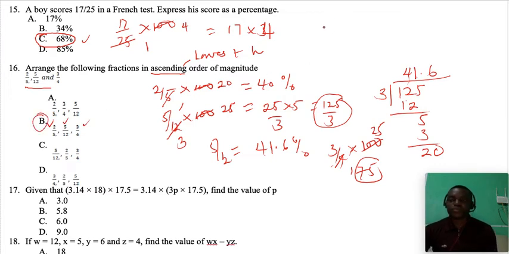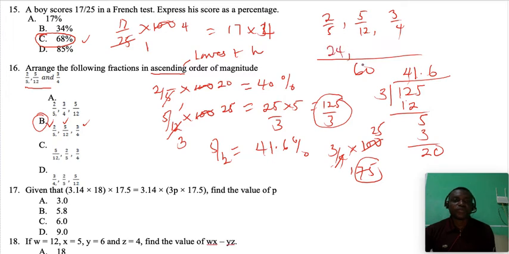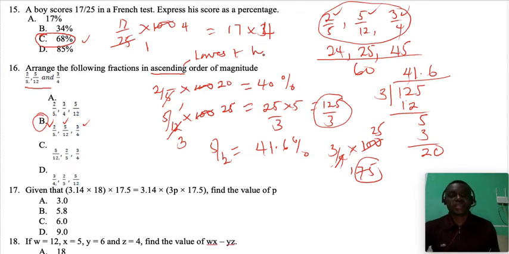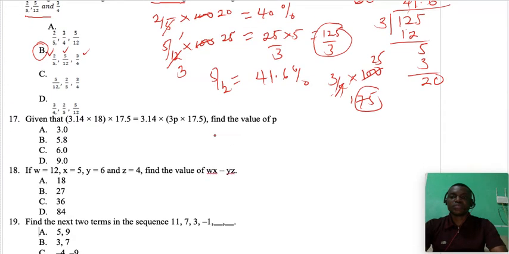We can also use the LCM. So we have 2 over 5, 5 over 12, 3 over 4. The LCM will be 60. 5 goes into 60 twelve times, and 12 times 2 is 24. 12 goes into 60 five times, and 5 times 5 is 25. Then 4 goes into 60 fifteen times, and 15 times 3 is 45. So from the least to the highest is 2 over 5, 5 over 12, 3 over 4. You see this also gives us the same answer. So it's either use the LCM or percentages to do your calculation, and it still gives you the same thing.